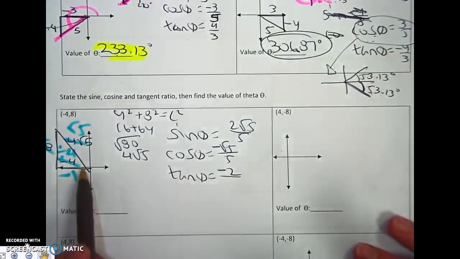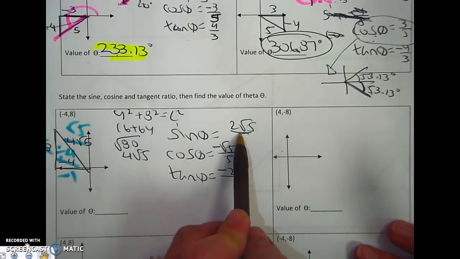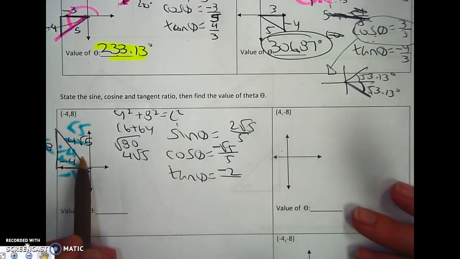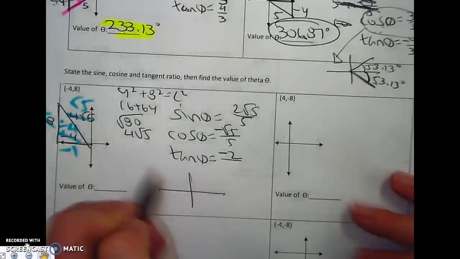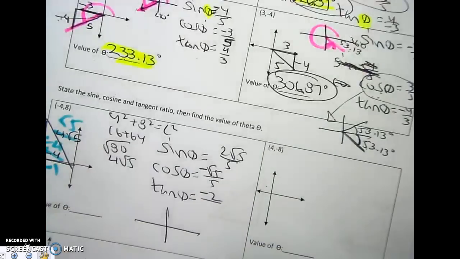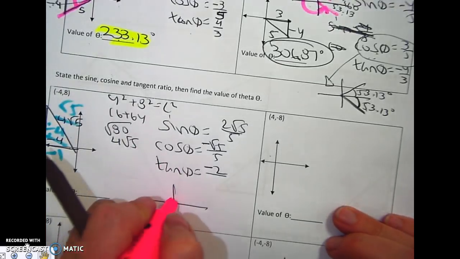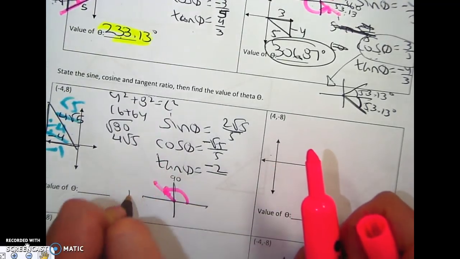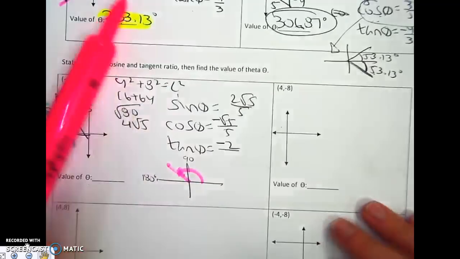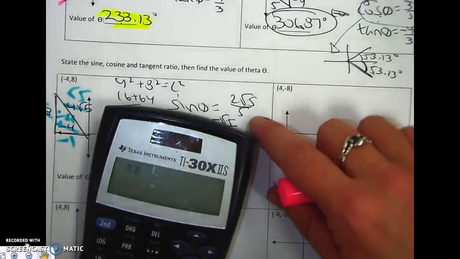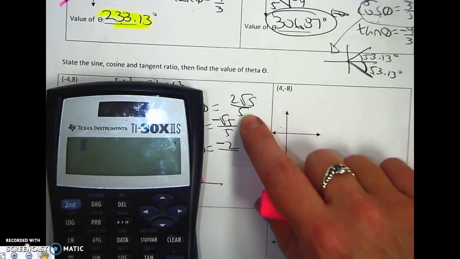I know it's in the second quadrant, so I could use this as knowing it'd be in the first quadrant and make it a reference angle. So I know that it's going to be in the second quadrant, so my answer needs to be between 90 and 180 degrees. So what I'll do is I'll do the positive one. I like to keep it interesting each time and change how I do it.